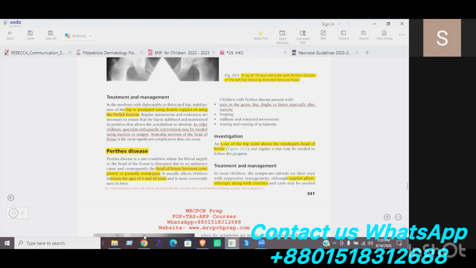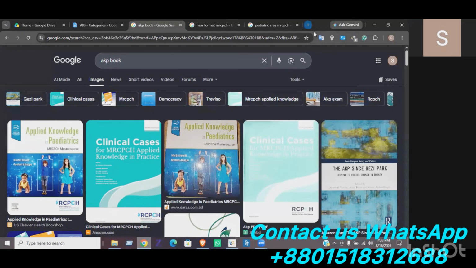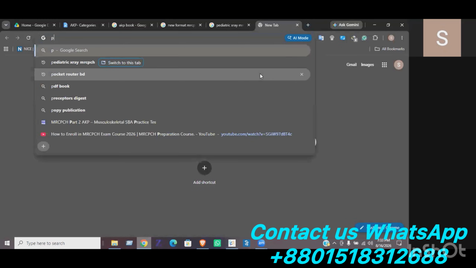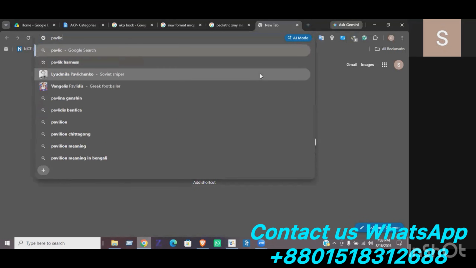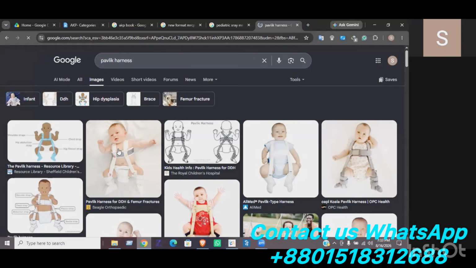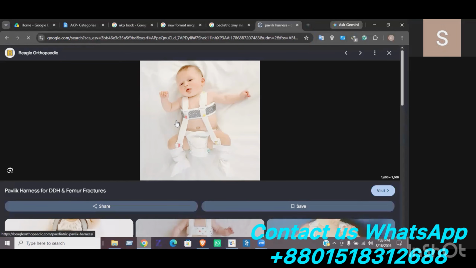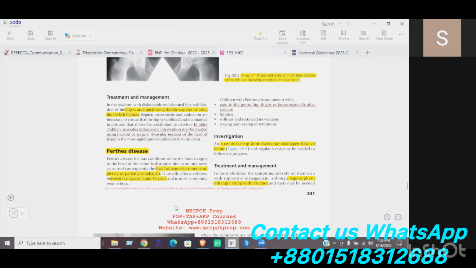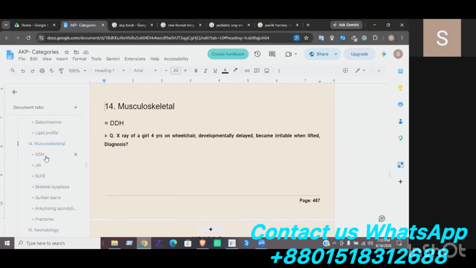What is a Pavlik harness? I am showing this. This is the Pavlik harness, this image. This is the first-line treatment. In the MRCPCH AKP exam, I also know of one question on DDH.